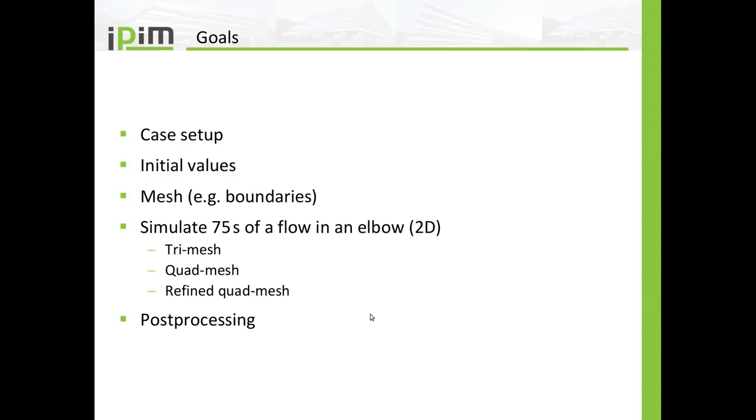The goals of this tutorial are the following. I want to show you how the case setup is built up, how you can check the initial values and maybe even change them, how you can import a mesh externally and how you check the boundaries if they are set up correctly, and then in the end I will show you how to simulate 75 seconds of a flow in a two-dimensional elbow geometry on 3 different meshes, a tree mesh, a quad mesh, and we will refine this quad mesh. And I will show you how to post-process the results.